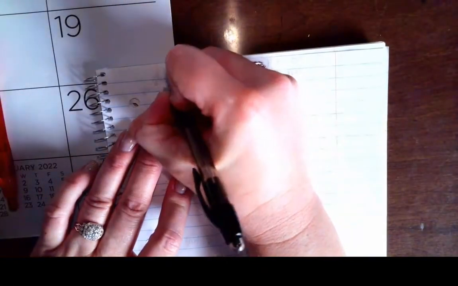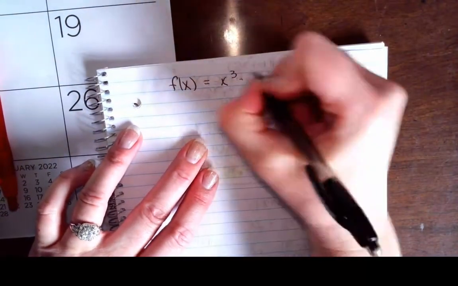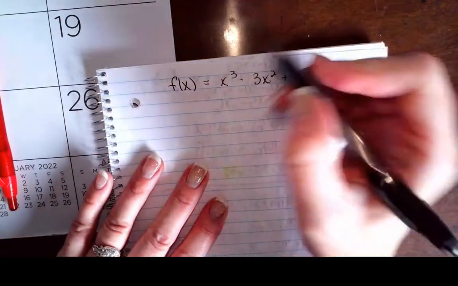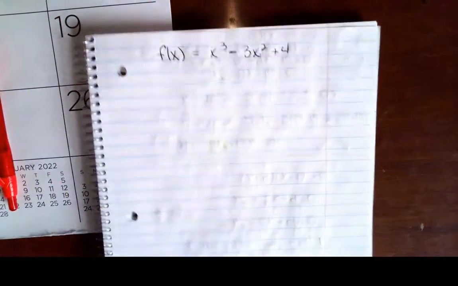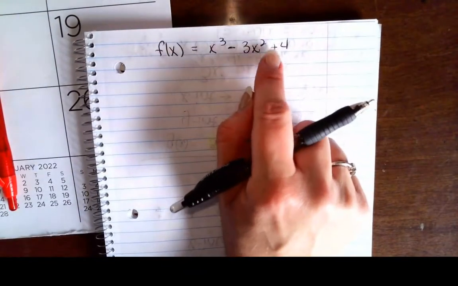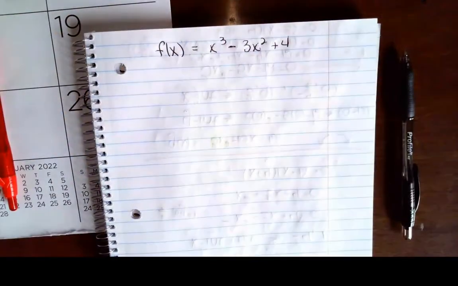This one gets a little bit more exciting. So I've got f of x is x to the third minus 3x squared plus 4. So first of all, do not fall into the pit of despair. Do not think that this is a quadratic. You're missing an x term. So this is going to have 3 solutions.